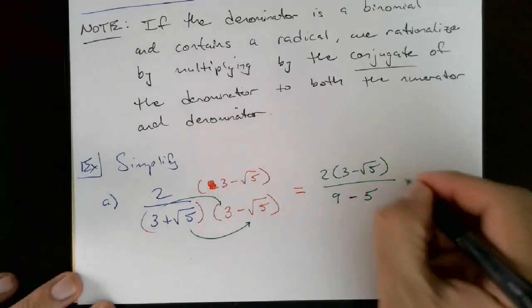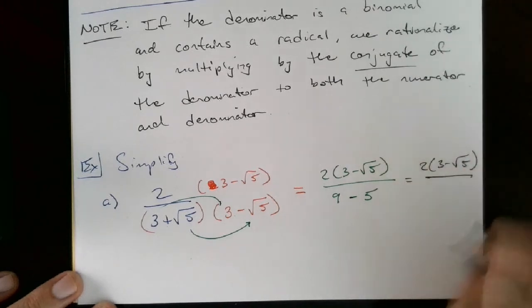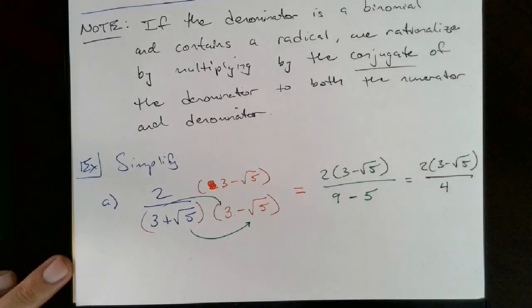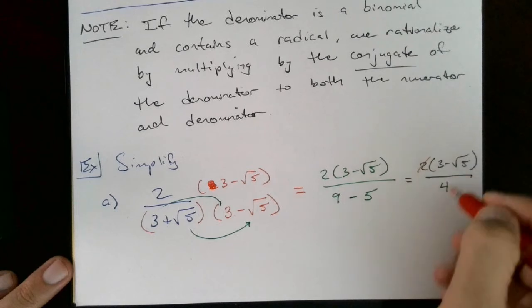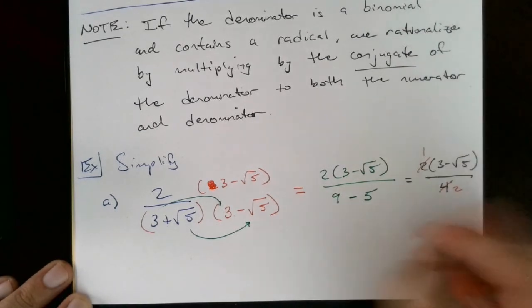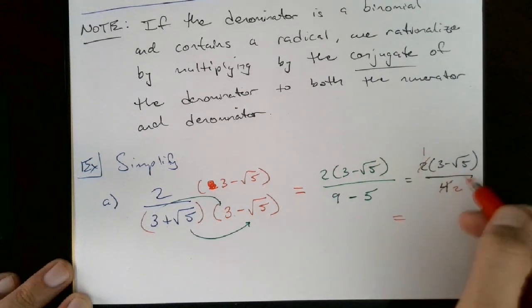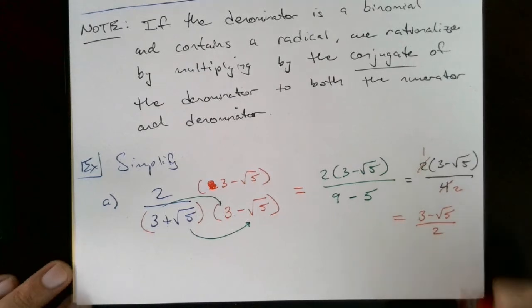Now we'll simplify. I'll keep this as 2 times (3 minus square root of 5) for now. Over here, 9 minus 5 is 4. And since we factored out this 2, you could recognize that 2 and 4 share a common factor of 2 that divides out. 4 divided by 2 is 2. 2 divided by 2 gives us a 1. So you have 1 times (3 minus square root of 5), which is just 3 minus square root of 5. This whole thing is over 2.